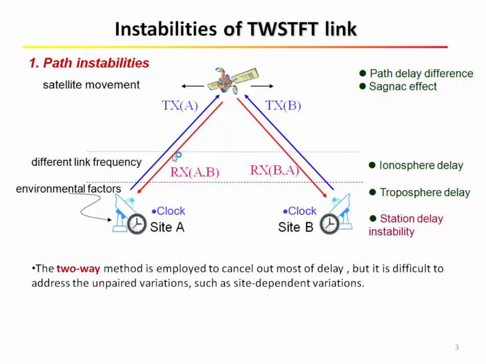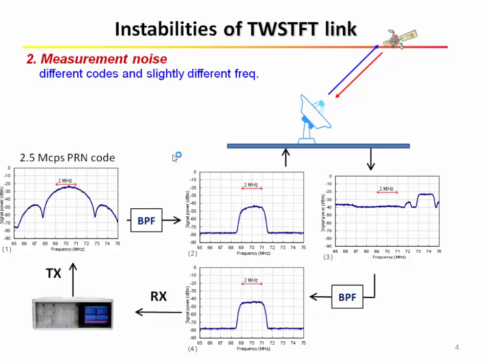And we use the two-way method to cancel out most of the delay. However, it is difficult to address the unpaired variations, such as side-dependent variations that it cannot cancel out. Now, more and more research will talk about the measurement noise, because in two-way satellite time and frequency transfer, we use different codes and slightly different frequencies.